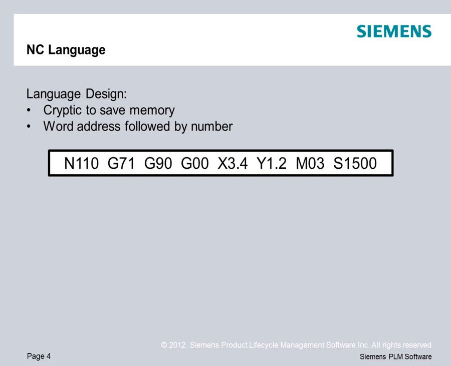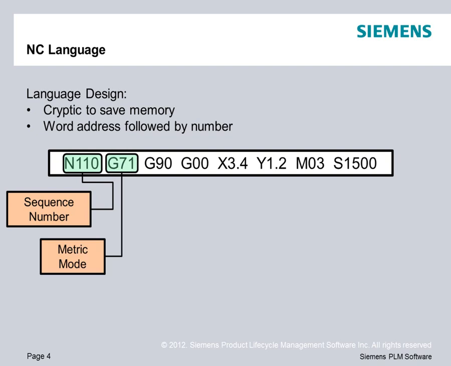And here's a typical line of code that you might see in NC code language. We start off with a sequence number, which is nothing more than a line number or an identifier so that if someone wants to search in the program for that line, he can do that. Next up is the G-code group for inch or metric mode. In this case, it's G71 for metric mode. You can generally have multiple G-codes on the same line as long as they're not part of the same group.